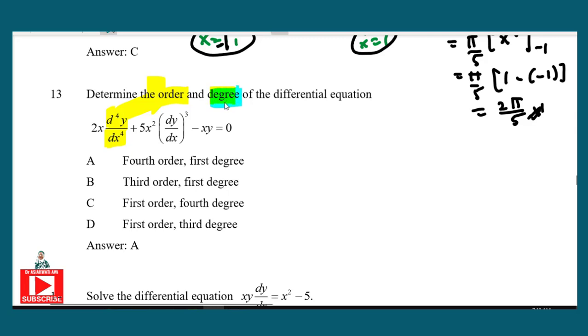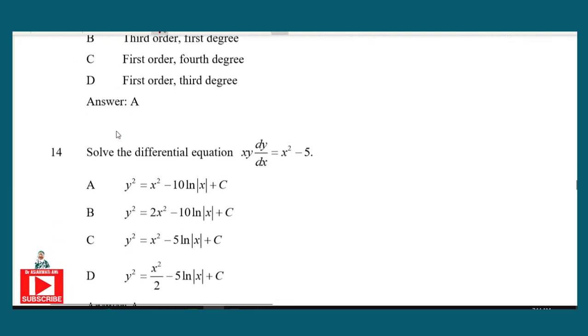The degree is the highest power of the highest derivative. So the highest power is 1. Order is the highest derivative, which is 4. So it is fourth order, first degree.